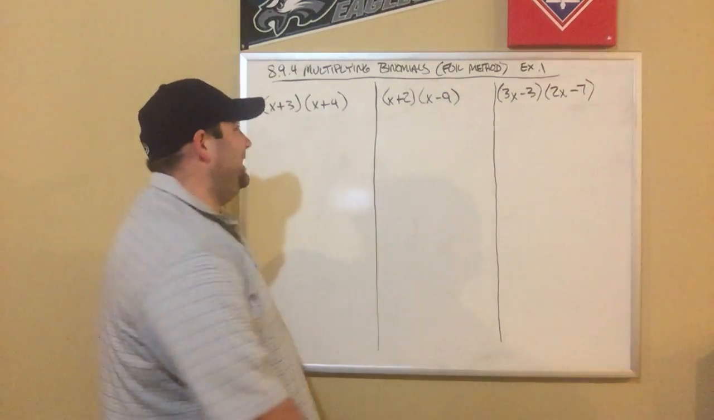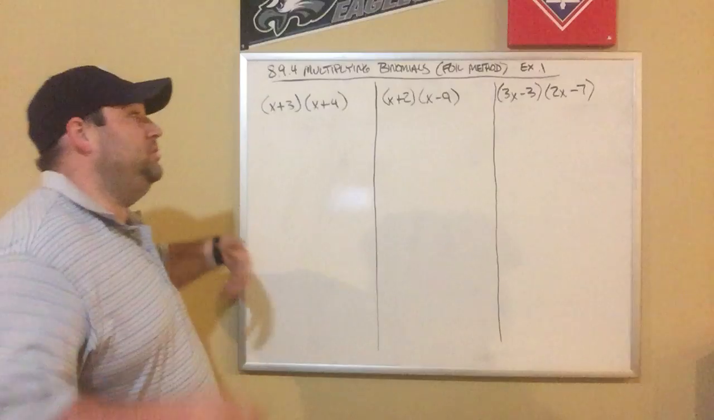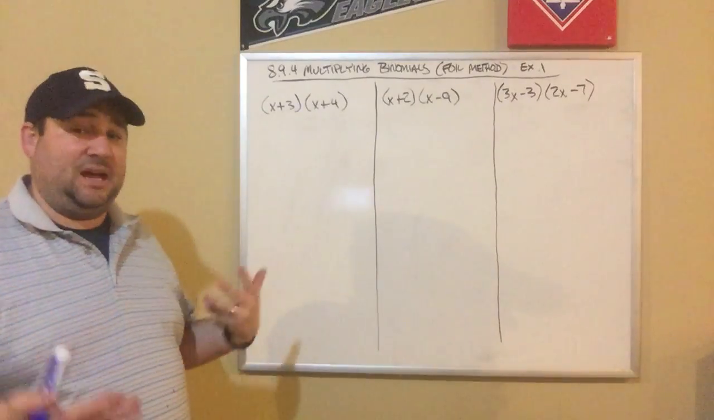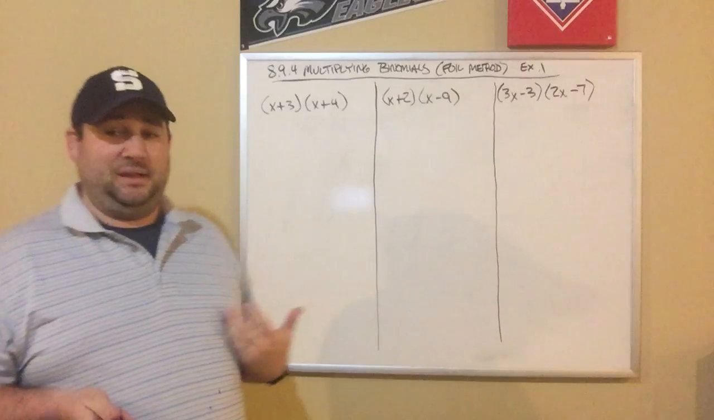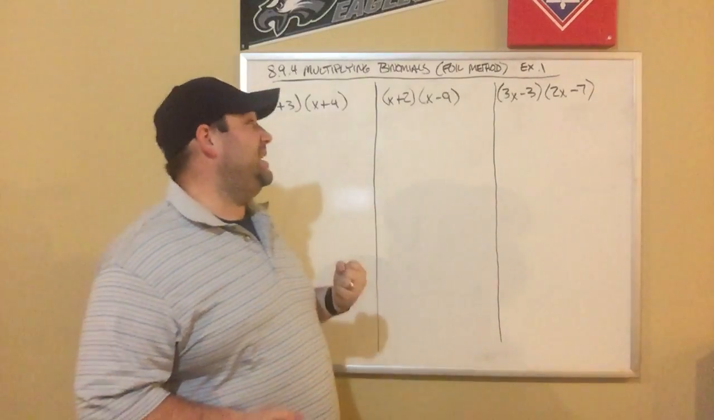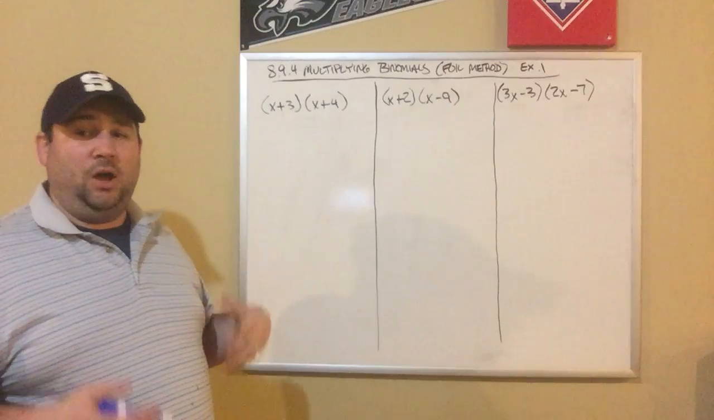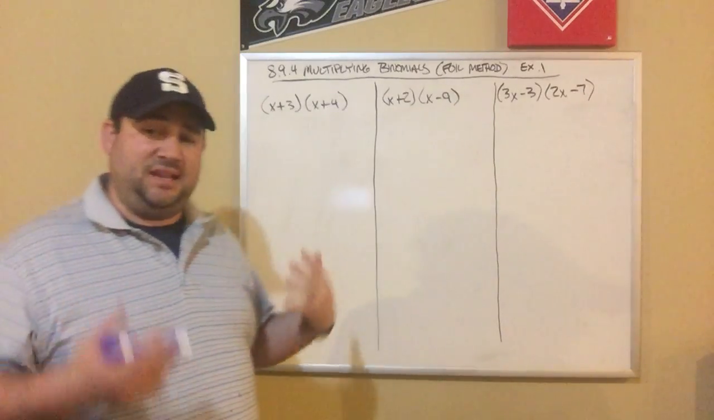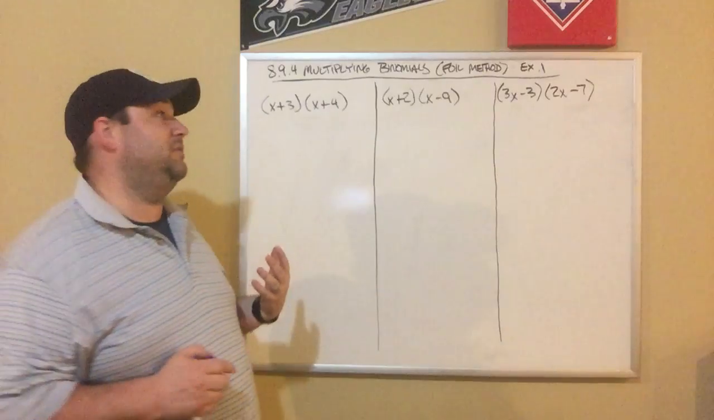Okay, pre-algebra. Today we are talking about multiplying binomials. And the way you multiply a binomial times a binomial is using what's called the FOIL method. FOIL is an acronym that stands for F-O-I-L, where F is the first, O is outer, I is inner, and L is last. You have that on your notes right there in front of you.